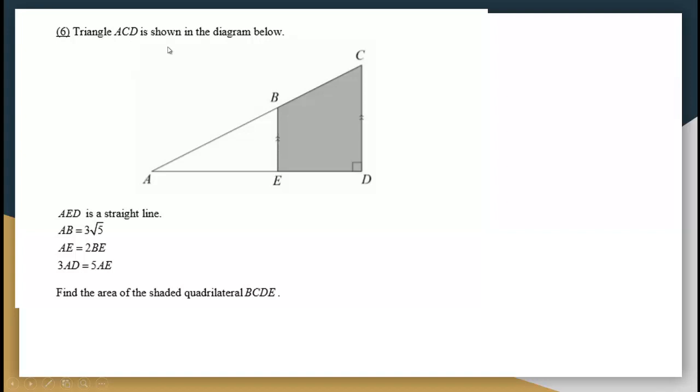Triangle ACD is shown in the diagram below. Have a go at this question. This is a grade 9 question, so I'll go over it. It's quite a lot of steps to go through. This is probably about a 5-mark question I expect in an exam if you get a similar type of question like this.